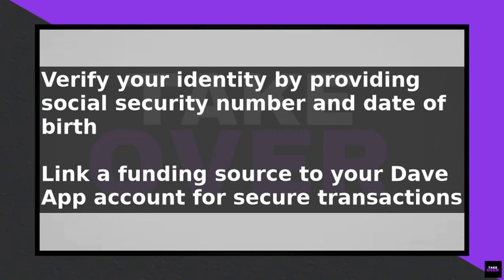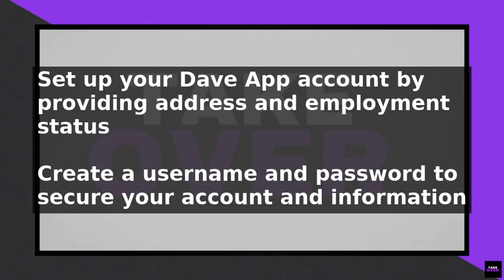Once your funding source is linked, you can set up your Dave app account by providing some additional information, such as your address and employment status. You will also be asked to create a username and password to secure your account.